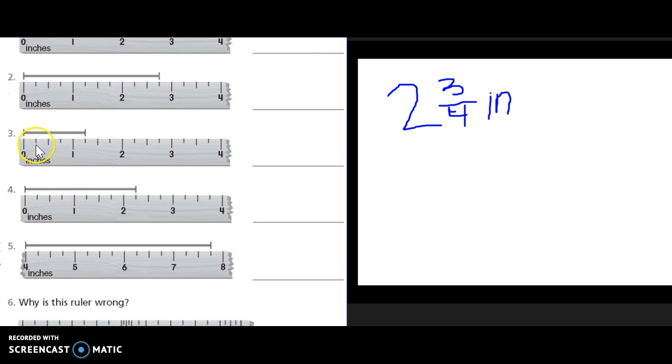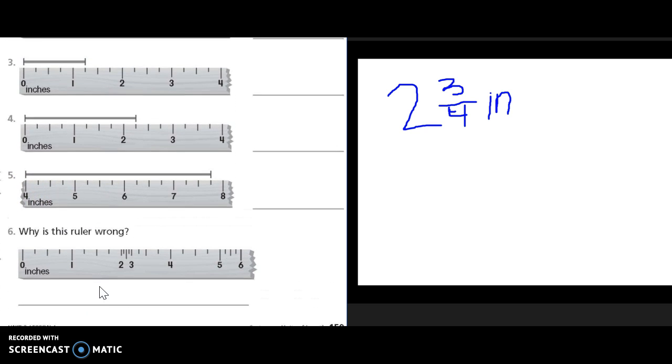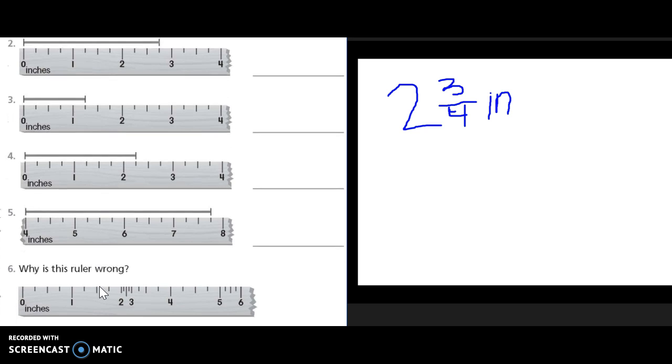Now you work on 3 through 5. Pause the video to do so.